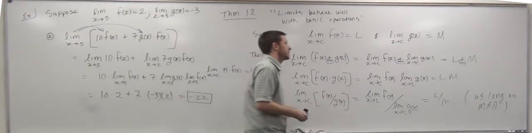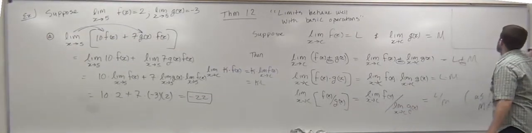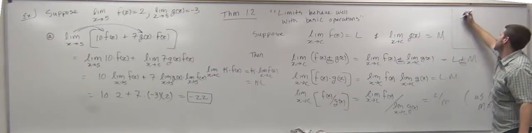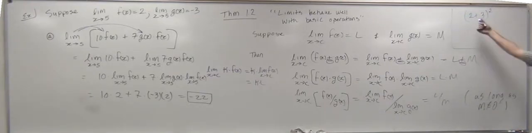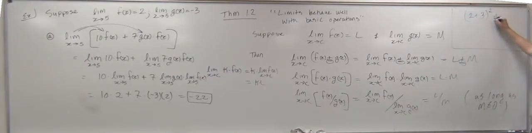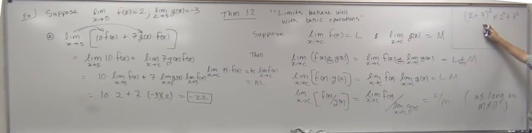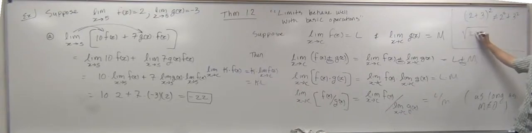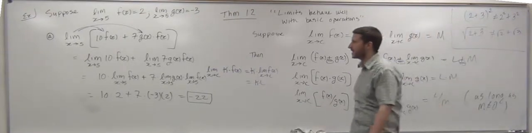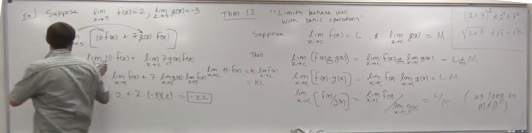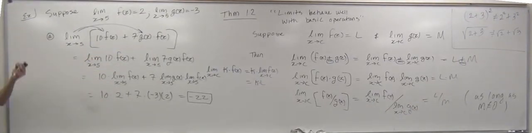That's one of the main examples. If I gave you something like 2 plus 3 squared, you cannot distribute this across the plus. This is not the same thing as 2 squared plus 3 squared. Or roots. Roots don't work either. If I gave you root of 2 plus 3, that's not root 2 plus root 3. So what this is saying is that limits don't have that problem. You can push them across, you can distribute them across plus signs, multiplication signs, whatever you want. They work really well.